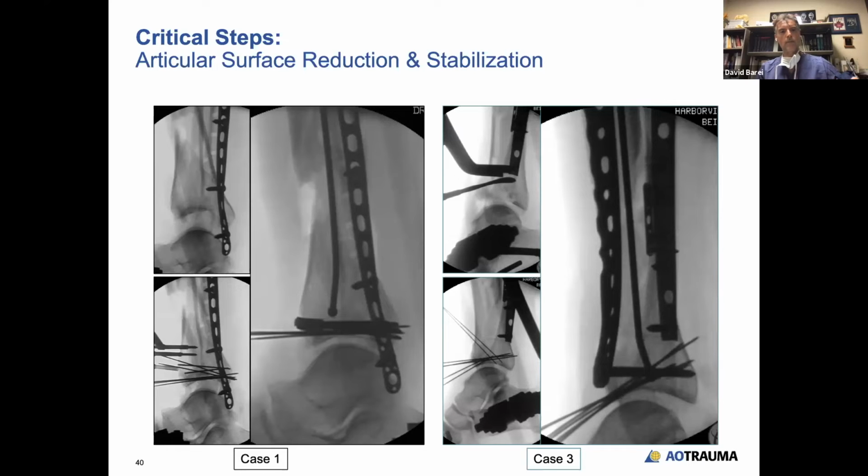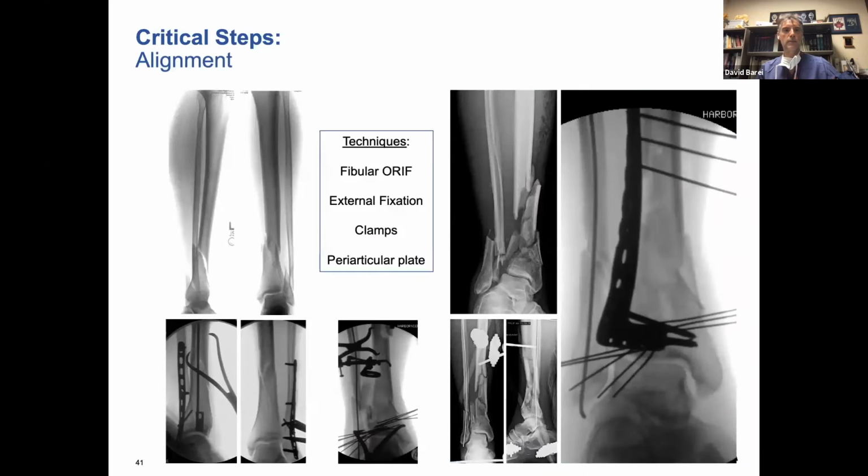We brought down the front of the plafond. We worked inside the joint. Here I'm using a 2-0 straight plate and some small screws to help stabilize the distal articular surface. In case 3, we used the periarticular plate that you can see right there, same principles.